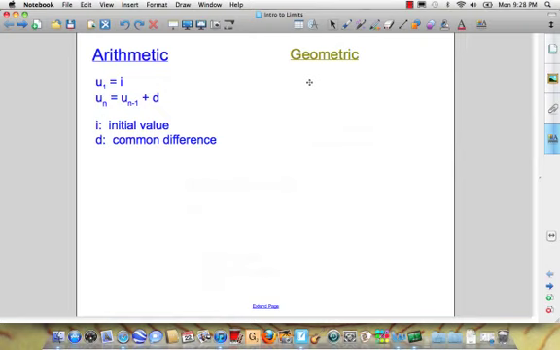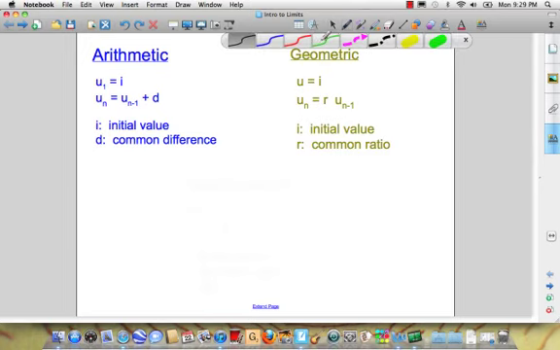We also looked at geometric sequences. These are ones that, similarly, you start at a certain number, and then what you do is you just keep multiplying by the same ratio. So I guess I should put a little dot in there for multiply. Okay, so again, you start at some initial value and you repeatedly multiply by a common ratio to get subsequent terms.